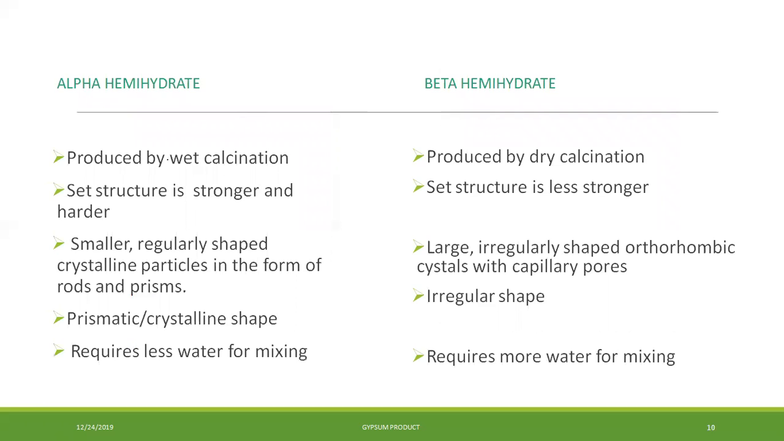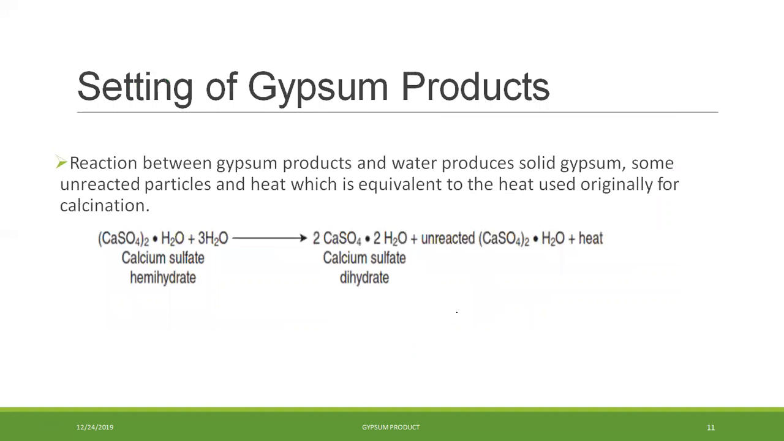Now, alpha hemihydrate is produced by wet calcination, and beta hemihydrate is produced by dry calcination. The alpha set structure is stronger and harder; the beta is less strong. Alpha has smaller, regularly shaped crystalline particles in the form of rods and prisms, while beta has irregularly shaped orthorhombic crystals with capillary pores. Alpha requires less water for mixing, while beta requires more water for mixing.